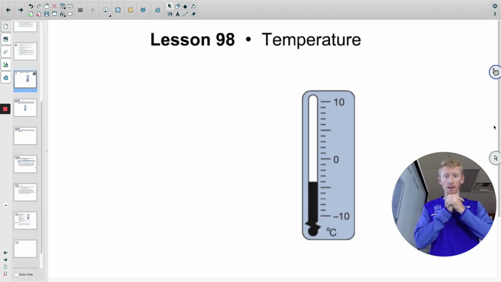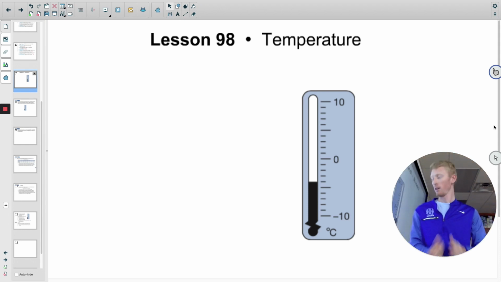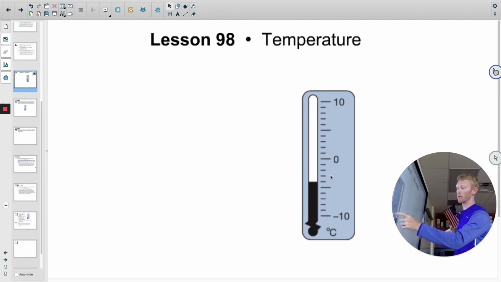All right, fifth grade math today. We have lesson 98, temperature. Make sure you have your notebook. Make sure you have your pencil. Here is a picture of a thermometer, all right? We don't really use these a whole lot today.